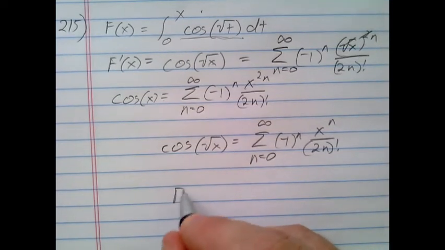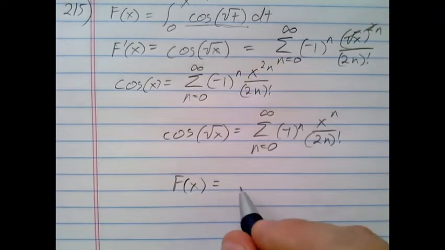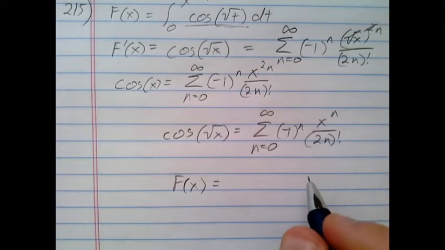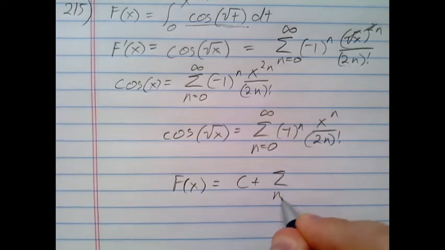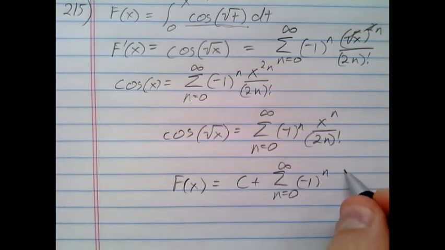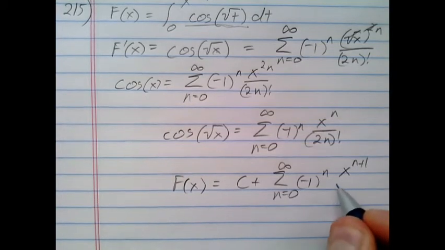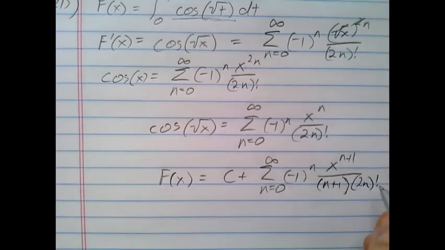Okay, so I can say f of x would have to be the antiderivative of this thing. Now again, I'm going to leave a space here because there's a plus c that comes with integration. I'm going to have to work that out. But it'll be a sum from n equals 0 to infinity, -1 to the n, times x to the n plus 1, and then I need to divide by that new power, so n plus 1, times my 2n factorial.